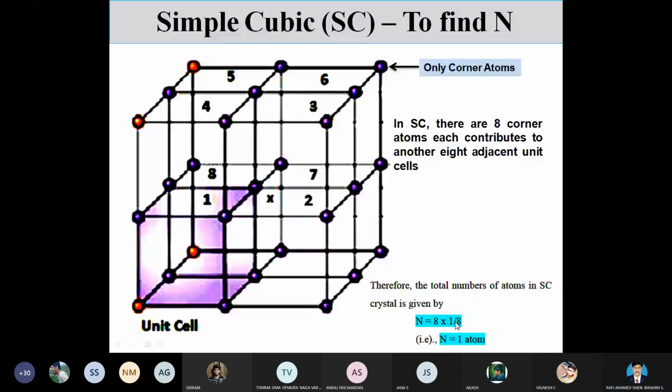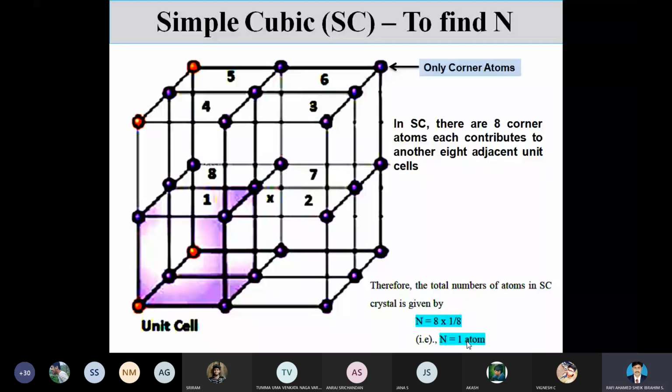Contribution or sharing by the unit cell, present in or shared. So if you consider a particular atom, that is the X atom, that X atom contributes with the 8 adjacent unit cells. So the contribution is 1 by 8. Therefore, we can say that N is equal to 1 atom. For a simple cubic structure, the first parameter, the number of atoms per unit cell, is N is equal to 1 atom. So any doubt?